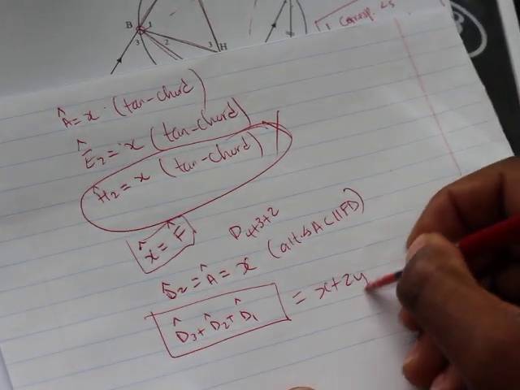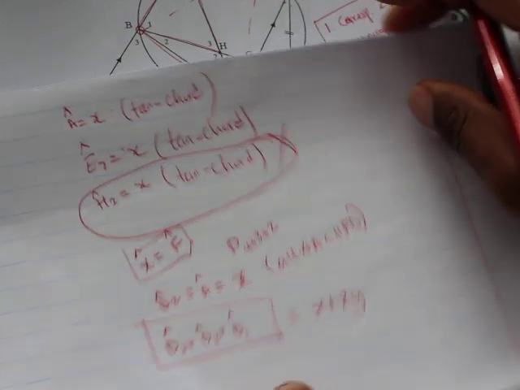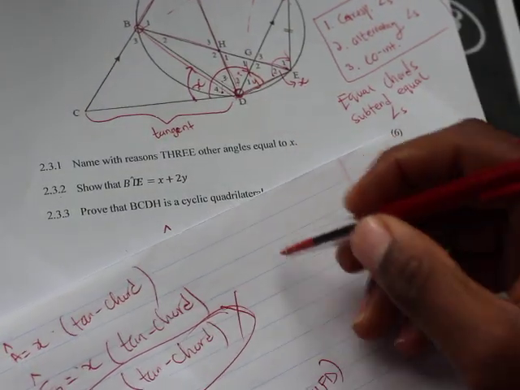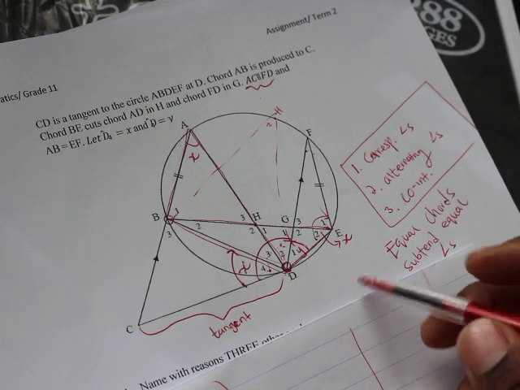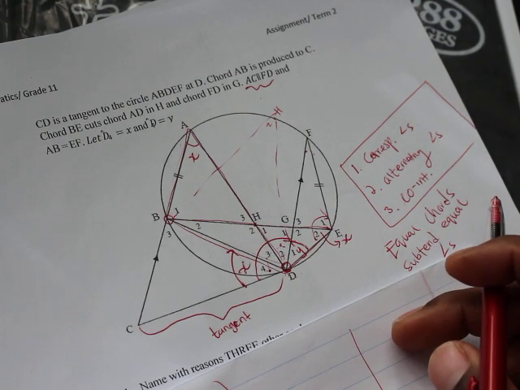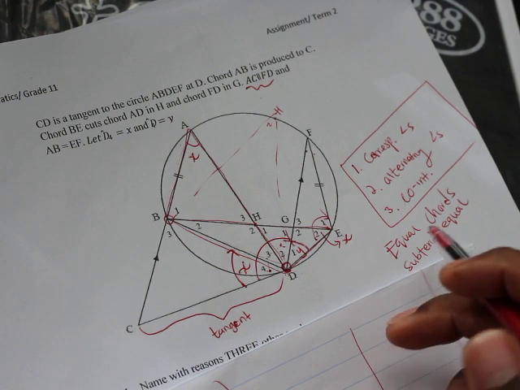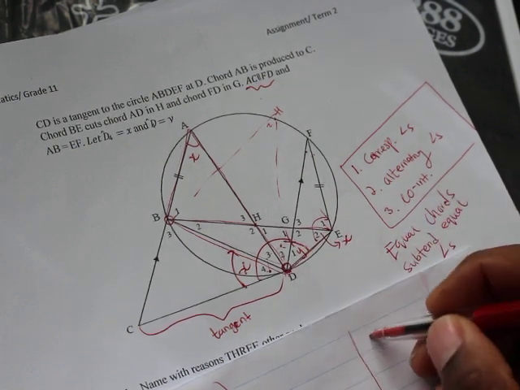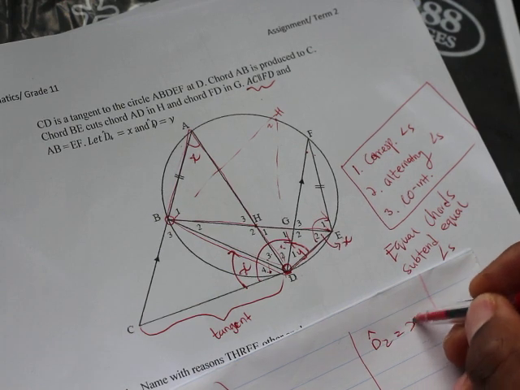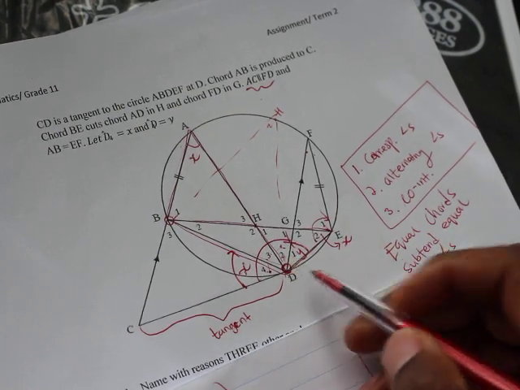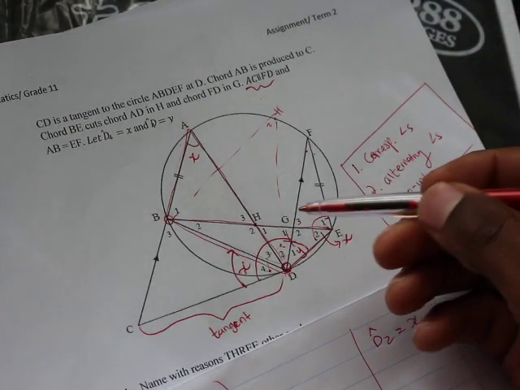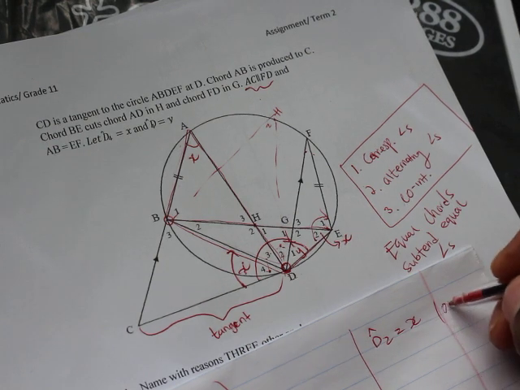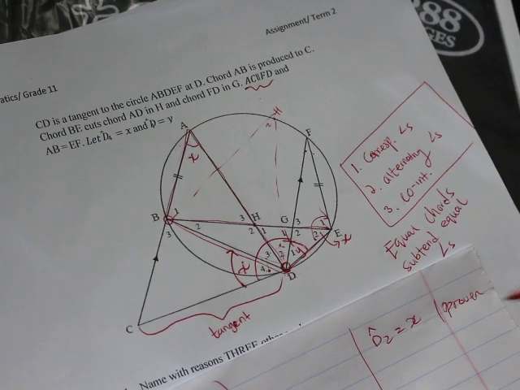X plus 2y. All right, that's what we've been asked. So we're just going to take a look and see what is going on. We did speak about D2 being equal to X. Angle D2 is equal to X. And remember what we said, that D2 is actually equal to angle A, the alternate angles, because there are parallel lines. So D2 is equal to X, that's been proven.